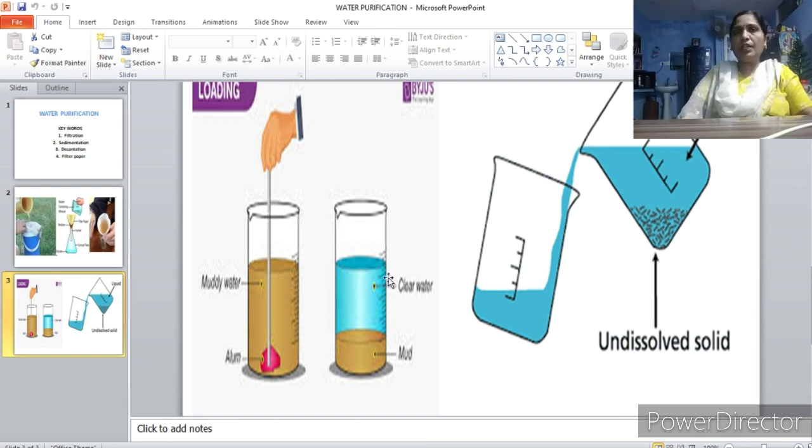So totally in S1 and S2 you are going to draw the diagrams neatly, children. Okay. And in the coming class we are going to discuss a few more methods we use for purifying the water. Thank you.